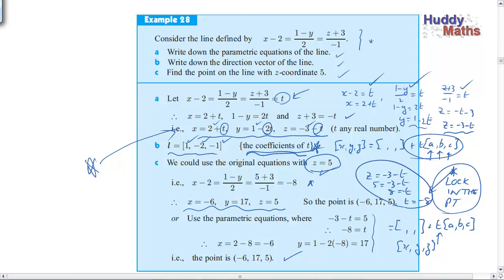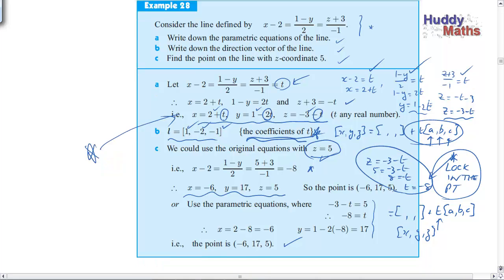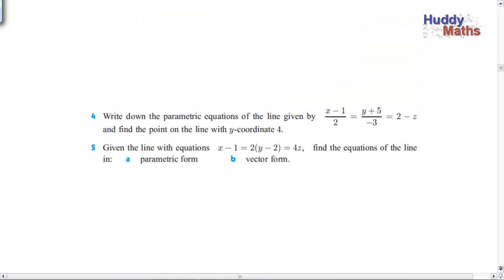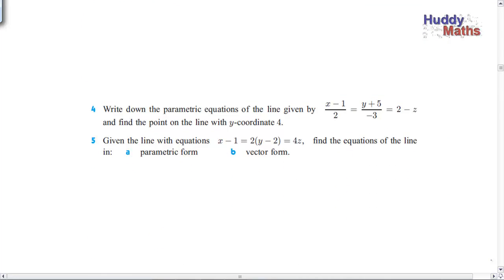Let's have a look at doing some. You need to keep the practicing up to make sure you understand what's going on. So here we are, 4 and 5, going backwards and forwards to find the various equations of the line. Just notice here they want the vector form, not the direction vector alone. So remember now, the line in 3D, what does it look like?